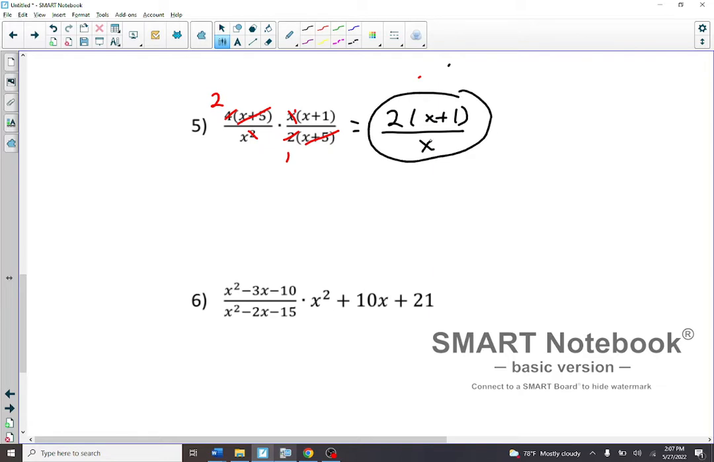Even though the x plus 1 and x both have x's, they're not exactly the same. The plus 1 is a unit, like they're meant to go together. So you cannot cancel out the x's.